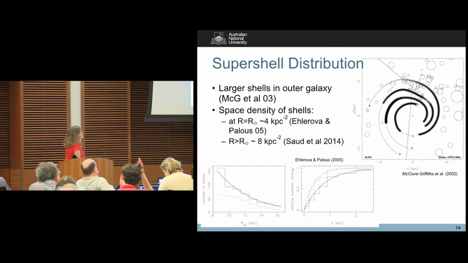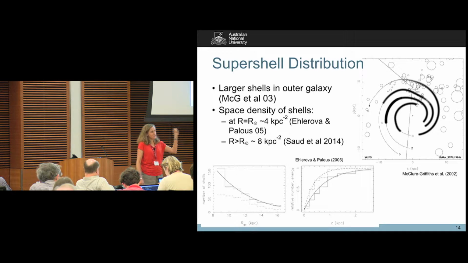Some more recent work doing automated shell detection has been finding hundreds and hundreds of shells throughout the Milky Way. They are using the Leiden-Argentine-Bonn survey to try to find these loop-like structures throughout the disk. These two papers here, this one's been finding a surface density of shells at about the solar circle of about 4 supershells per square kiloparsec, and that is increasing out to 8 or so per square kiloparsec in the outer galaxy.